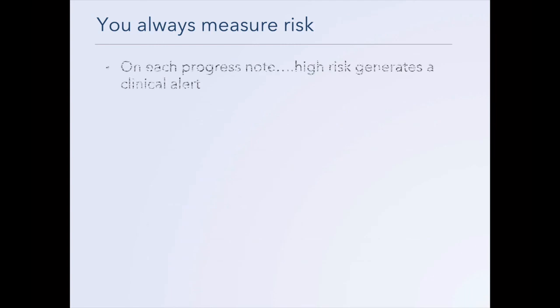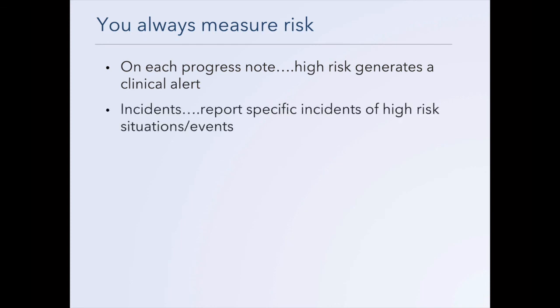You'll always measure risk. Every time you see them, you're going to be measuring risk. And on the progress note, there is a measure of risk, and high risk will generate for you a clinical alert. You can also, in Care 4, use what we call incidents. And it's important to use an incident to report something very specific that's gone on that's a high-risk situation. Incidents get reported to supervisors and to yourself, and we keep track of them, so it's important to know about them.